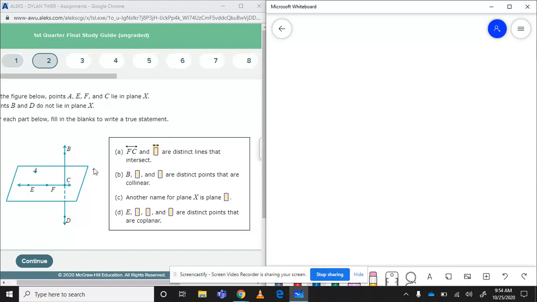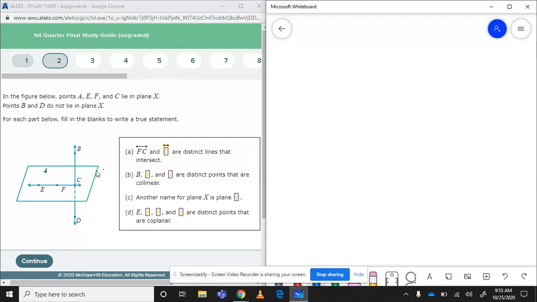I think there was an X here that got cut off. Or we can use points in the plane to label it. So for a 1-dimensional line, you need 2 points. For a 2-dimensional plane, you need 3 points. However, there's one little extra rule. Those 3 points can't be collinear. They cannot be 3 points that are in a straight line.